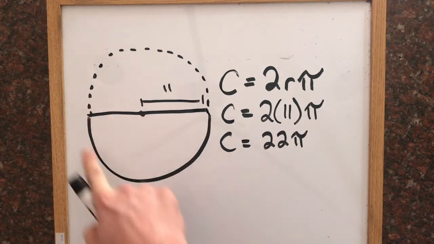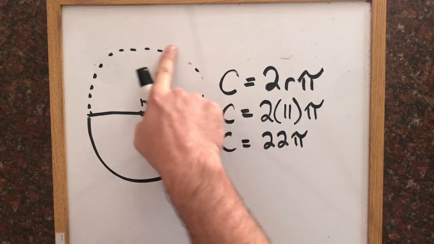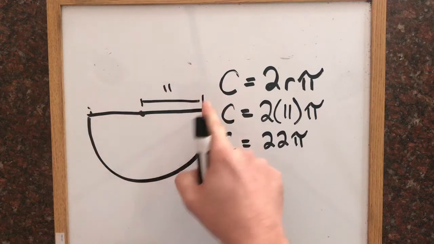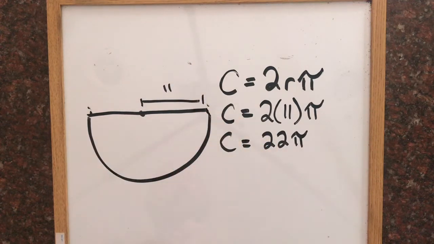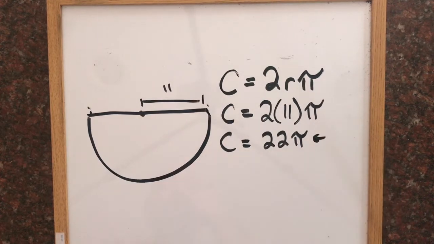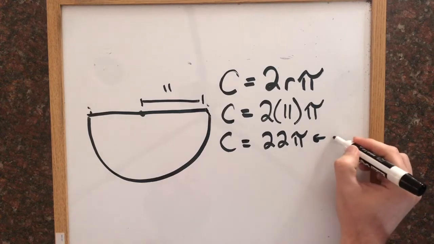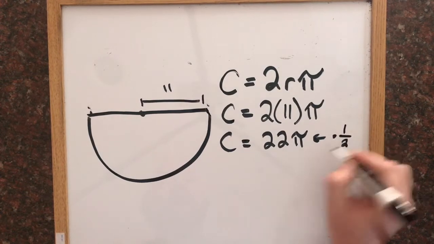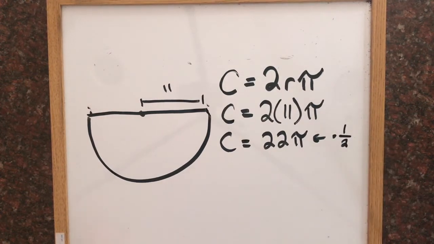But again, we have a semicircle. So we don't want the circumference of the entire thing. We only want half of it. So at this step, you're going to figure out what percent or what fraction of the entire circle you have and multiply it by that number.